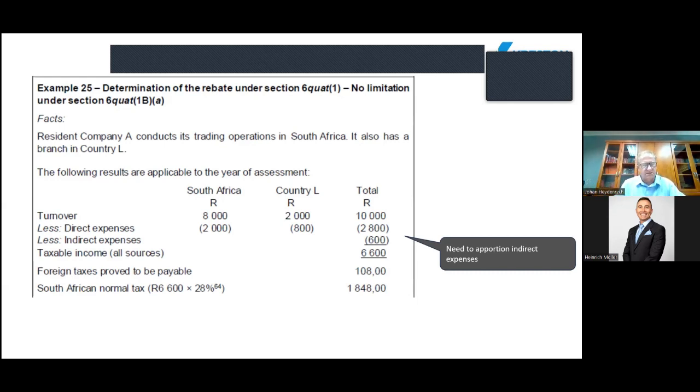But now I've got indirect expenses, things like buildings, rent, audit fees, directors' fees, all of those kind of things. Indirect expenses was 600 Rand. So your taxable income for all sources is 6,600 Rand. The foreign taxes that you've paid is 108 Rand. Okay, so your South African tax is 6,600 times 28%, which is 1,848.